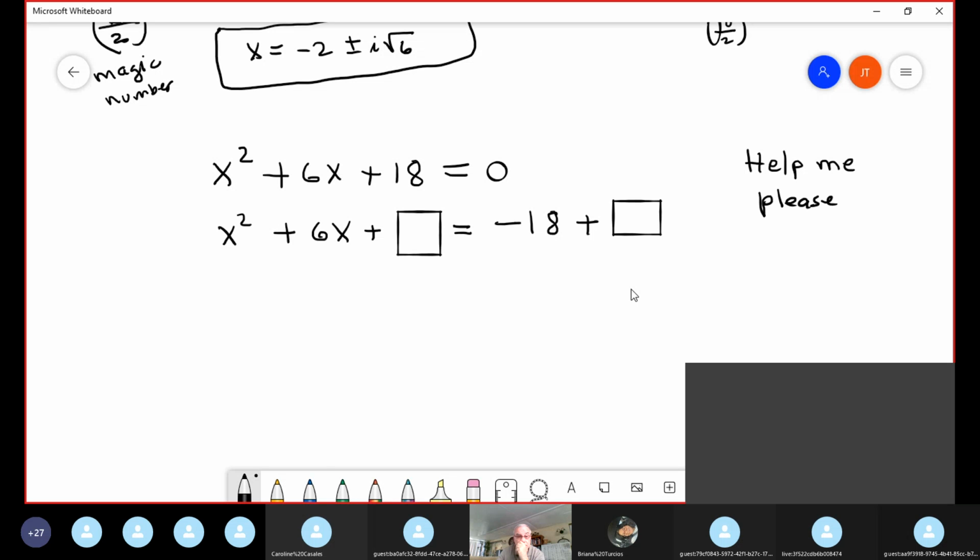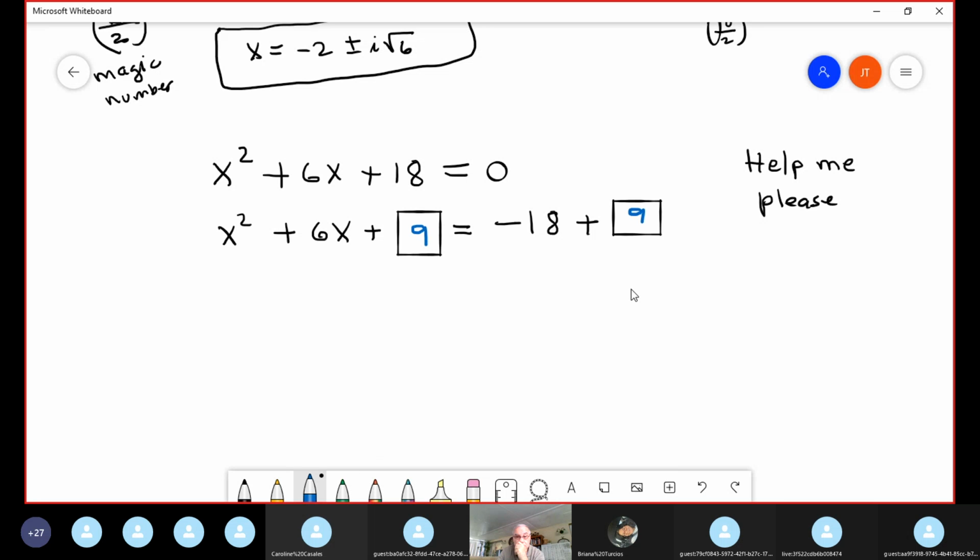And 9. She said get 9. Where does this 9 come from? Well, remember, it's b, which is 6 in our specific example, divided by 2, squared. 6 divided by 2 is 3, and 3 squared is 9. And you put 9 here, and 9 there, in order not to affect the equation.